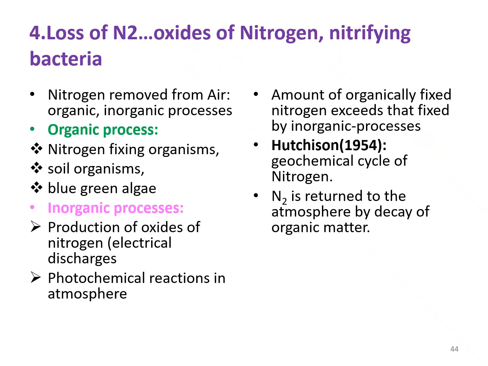Then loss of nitrogen by oxides of nitrogen, nitrifying bacteria. Nitrogen is removed from the air through organic and inorganic processes. Organic processes include nitrogen fixing organisms, soil organisms, and blue-green algae or cyanobacteria. And inorganic processes include production of oxides of nitrogen by electrical discharges and photochemical reactions in the atmosphere. The amount of organically fixed nitrogen exceeds that formed or fixed by inorganic processes.